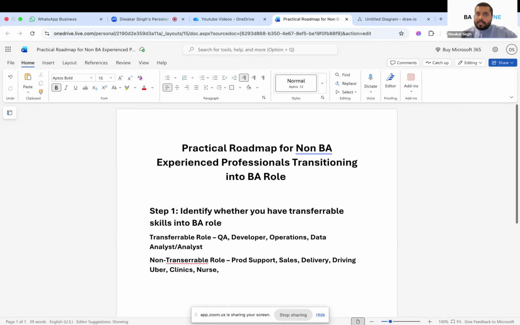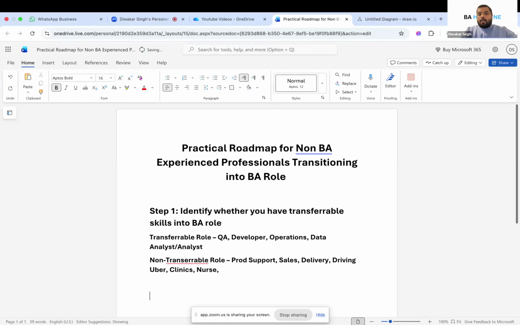So I'm just giving a few examples to give you an idea of the difference between transferable and non-transferable roles. It doesn't matter if you're in IT or not, but if the majority of your skill sets can be used in a BA role, like QA, developer, operations, data analyst, any sort of analyst, then it becomes very easy for you to transition into a BA role. But if you're into sales, delivery, driving, clinic, nurse, then the transition from these roles is very difficult.